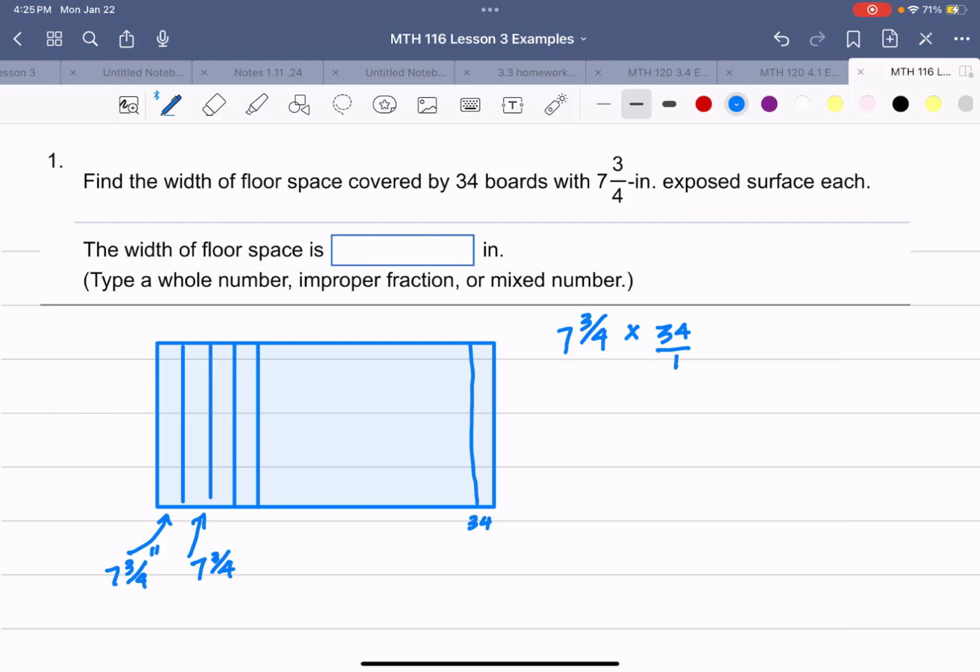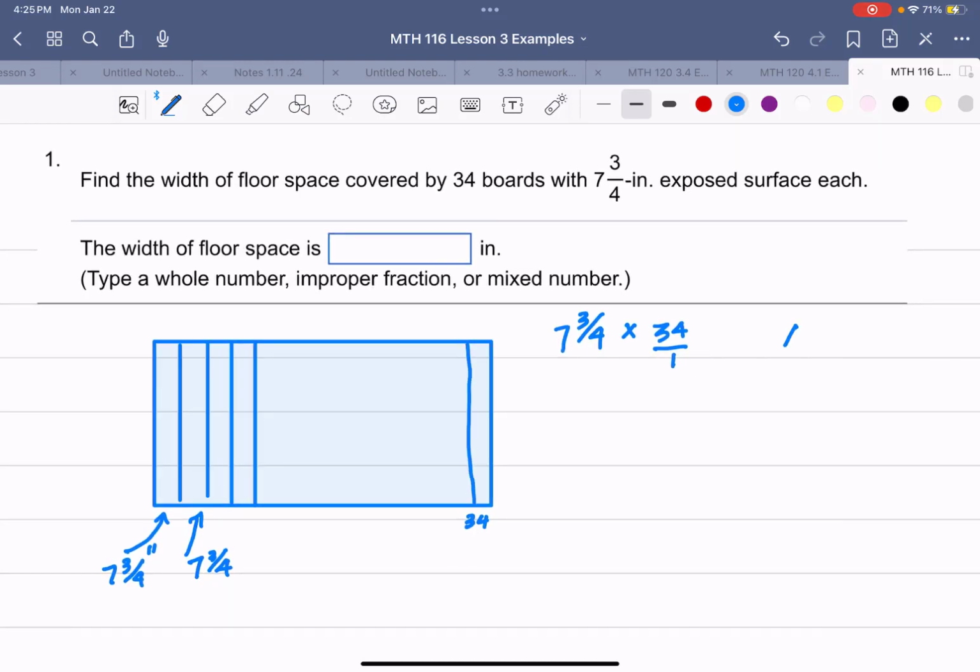And when you multiply, you always have to multiply with improper fractions. So if I have A, B over C, it's A times C plus B over C. So 7 times 4, 28 plus 3, 31 over 4 times 34 over 1.